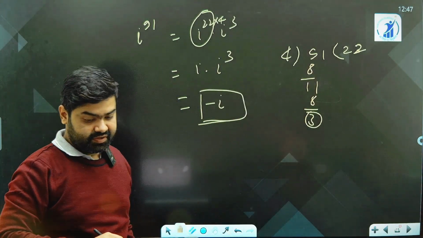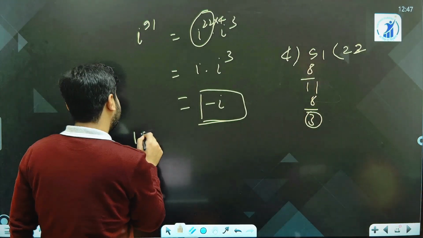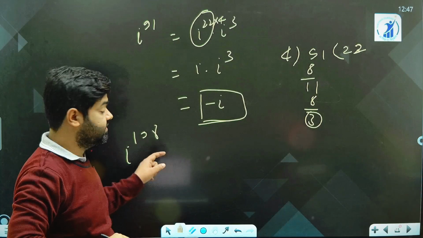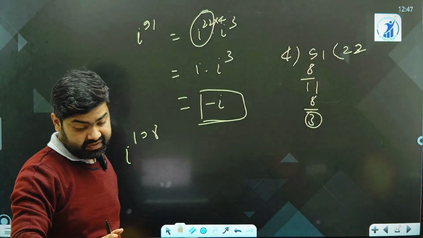Okay. We can take another example: iota to the power 98. This is your homework. We will discuss it in the next class.